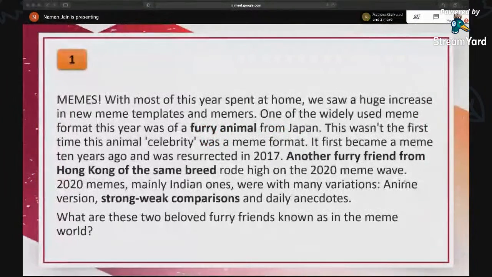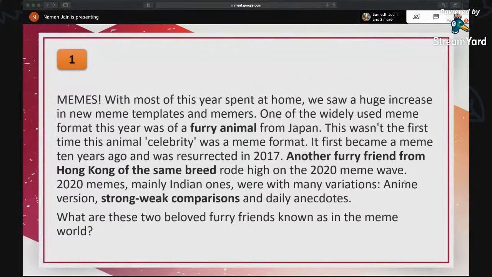So, the first question by Sumedh is his favorite topic, which is memes. So, with most of this year spent at home, we saw a huge increase in new meme templates and memers. One of the widely used meme formats this year was a furry animal from Japan. So a very cute animal with a lot of fur. This wasn't the first time this animal celebrity was a meme format. So look at the bold parts. Another furry friend from Hong Kong of the same breed rode high on the 2020 meme wave.